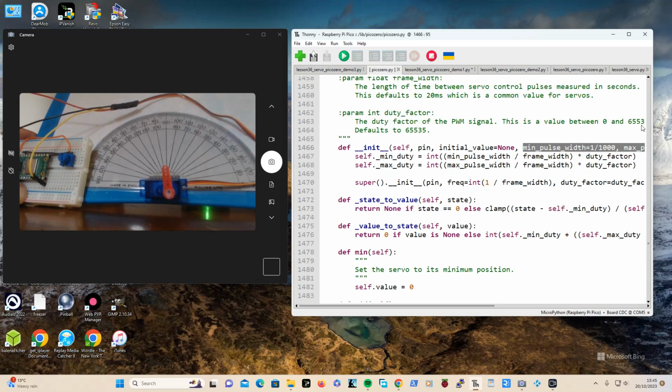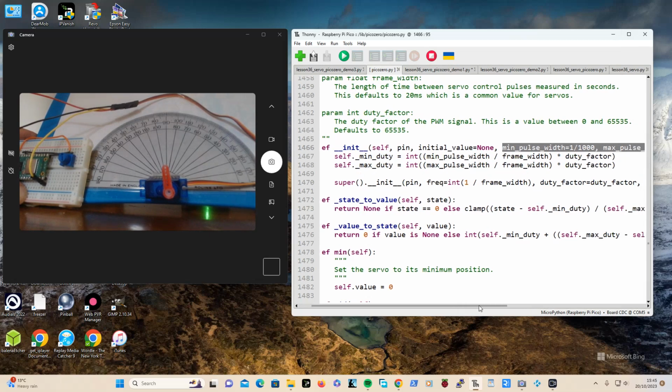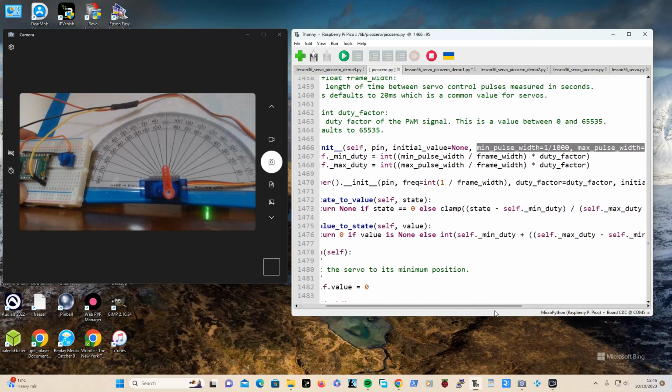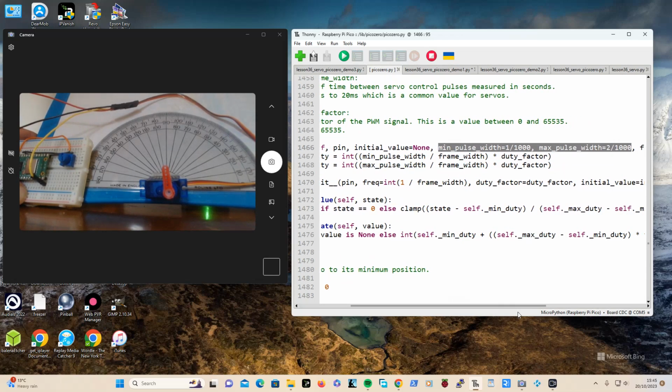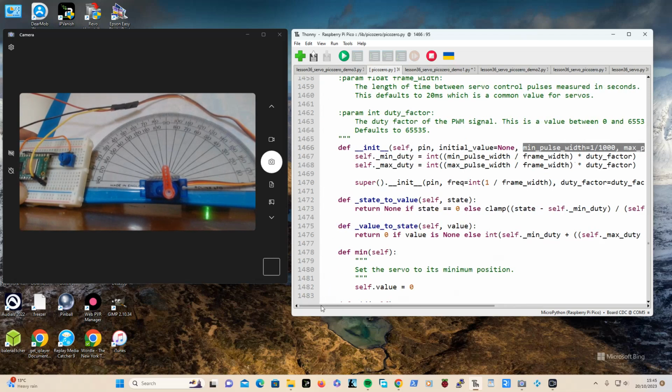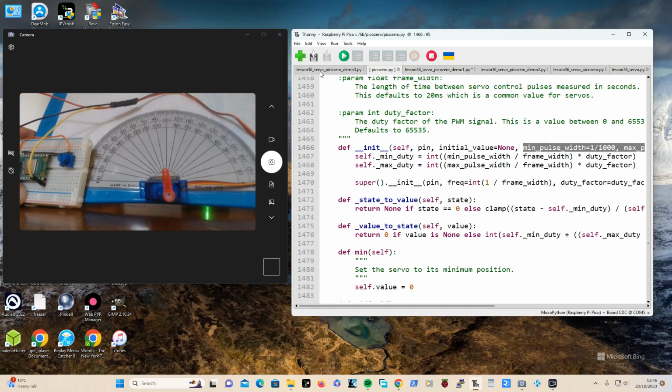But if we look here, I'll just move that over a little bit. The init for the servo class, even though it doesn't say anything about it in the documentation, says the min pulse width is 1/1000 and the max pulse width is 2/1000. I haven't found anyone doing anything with this at all because they've probably given up. Now, in Paul's lesson, when he was doing his calculations, he said he was using a min pulse width of 0.5 and up to 2.5. So I thought I would try his values because nothing else seemed to be working. I've copied that line and put it in my program.